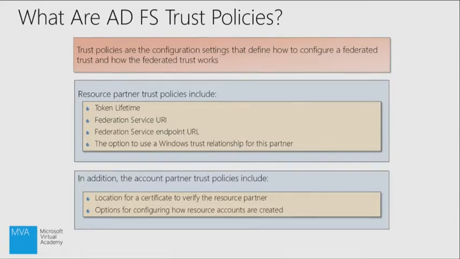In this case, the idea of Federation services is not to use Windows trusts. In addition, the account trust partner policies include location for a certificate. We want to make sure that the resources we're logging into are valid. We're going to use certificates for that. And options for configuring how resource accounts are created.